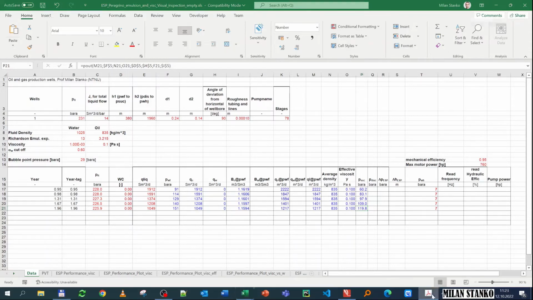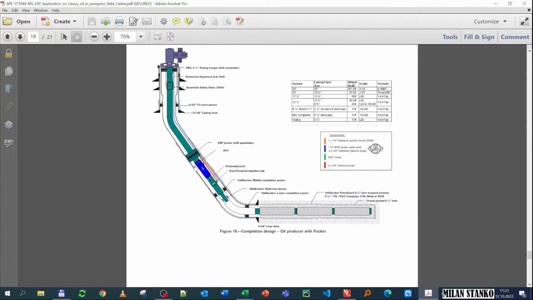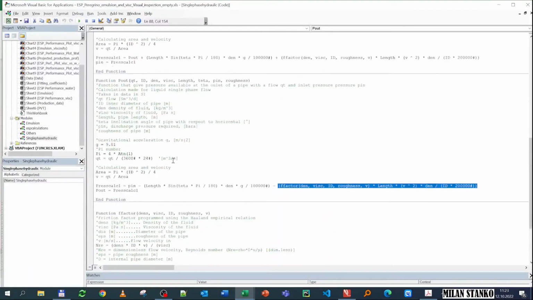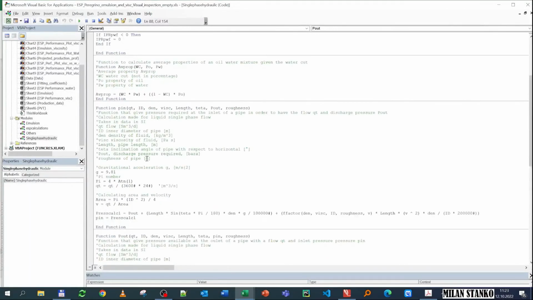Now I stop there my flow equilibrium calculation, and I go from the wellhead all the way to the discharge of the pump. And there I have to calculate the pressure required by the pump to flow against wellhead pressure. And that wellhead pressure is connected to a separator, so it's equal to 7 bar. Okay, so for that I have to use the other function, which is here, P in. I calculate the pressure at the inlet of the pipe, providing the pressure at the outlet of the pipe.